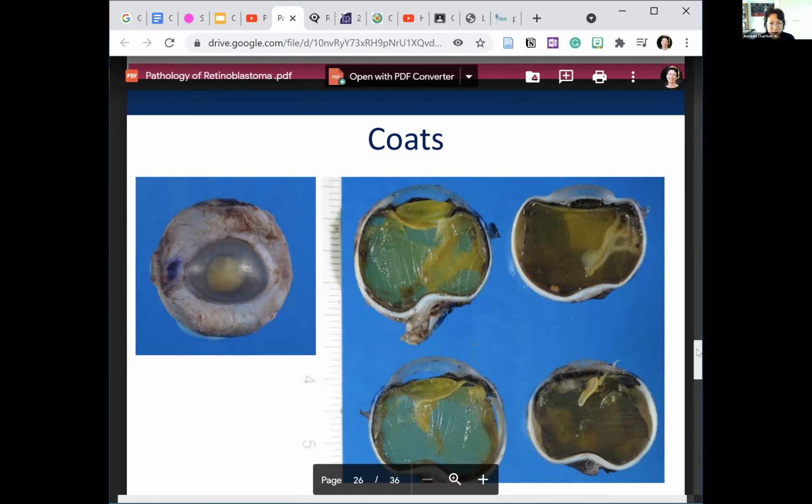We hardly ever get Coats enucleations these days. Have you had one, Diane, recently? No, I haven't. And it's so rare to have them for this. I sent this to Ralph Eagle and he said, yeah, okay.